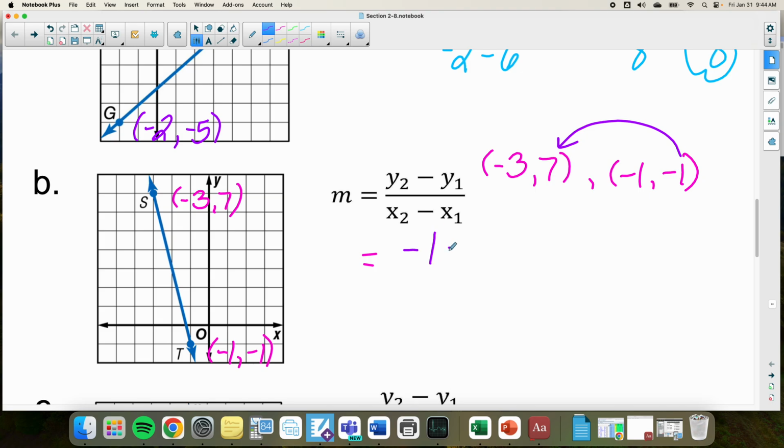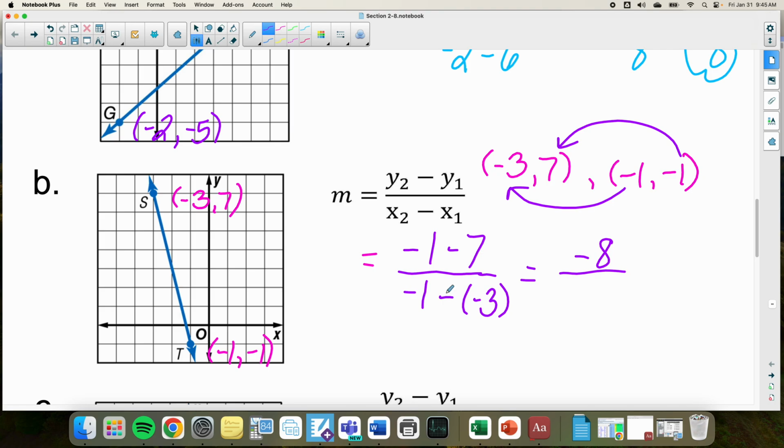So -1 subtract 7 on top, and on the bottom we're subtracting a -3. Now -1 subtract 7 is -8. Here 2 negatives in a row is plus. -1 plus 3 is 2, and that reduces down to -4, or -4/1 if you wanted to write it that way.